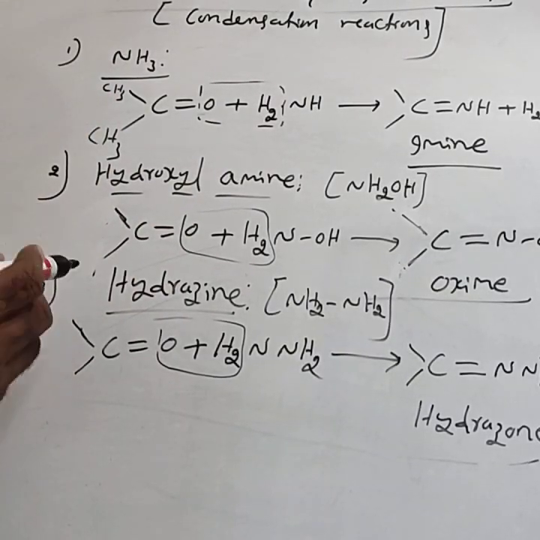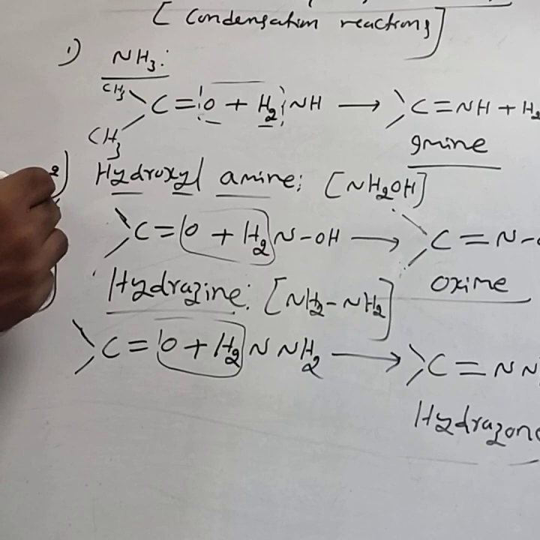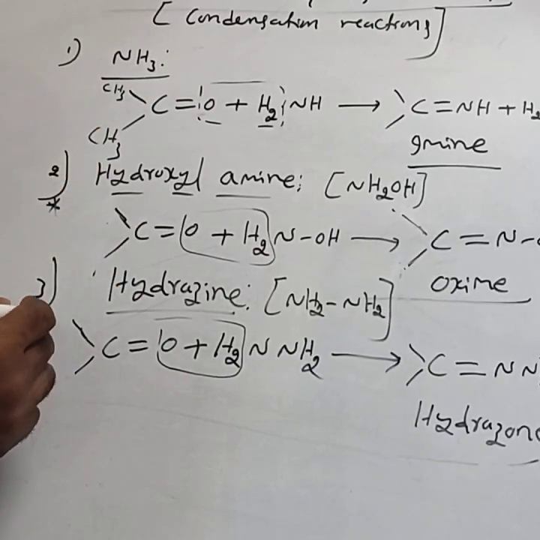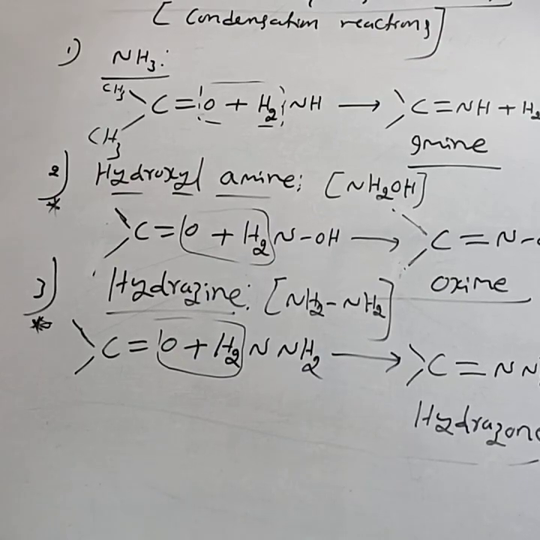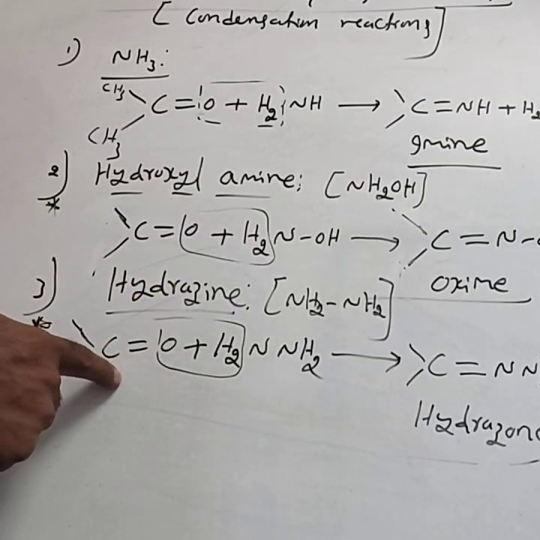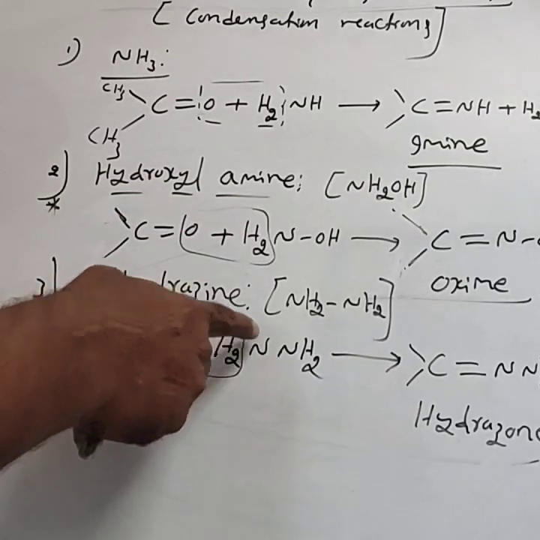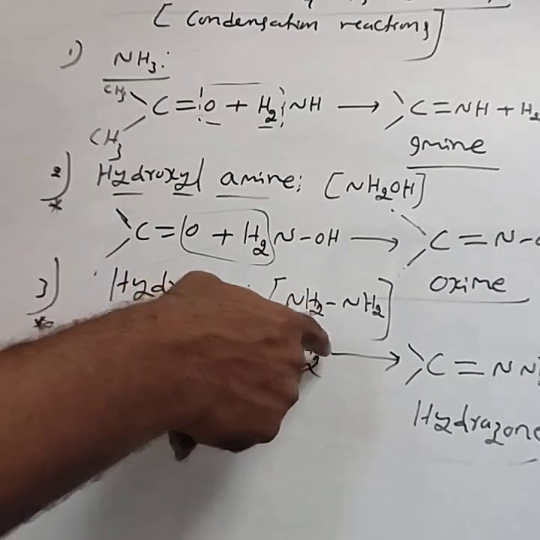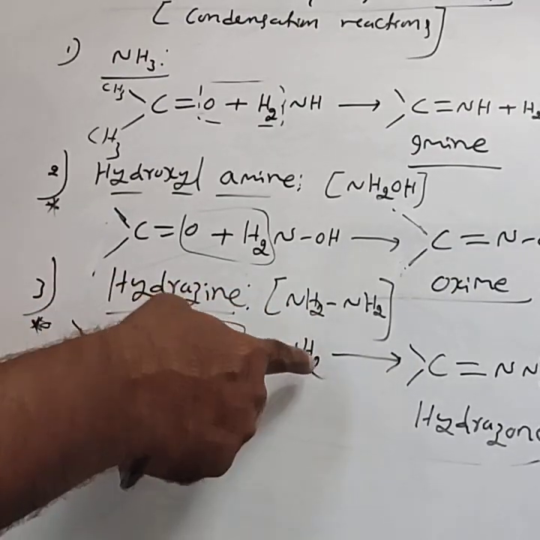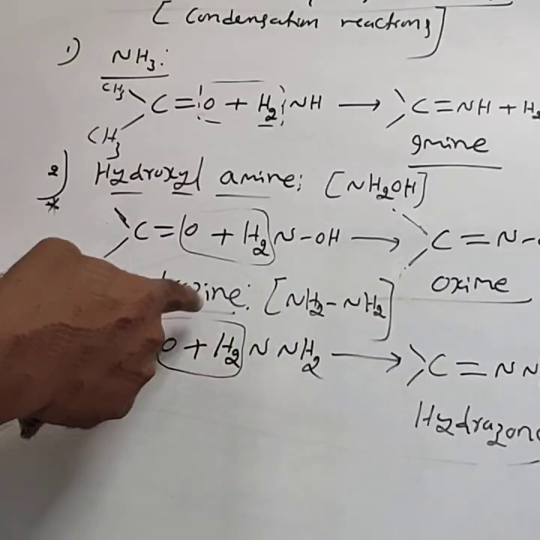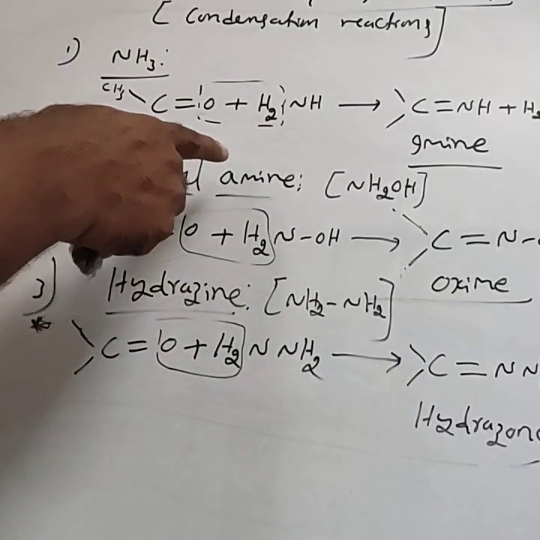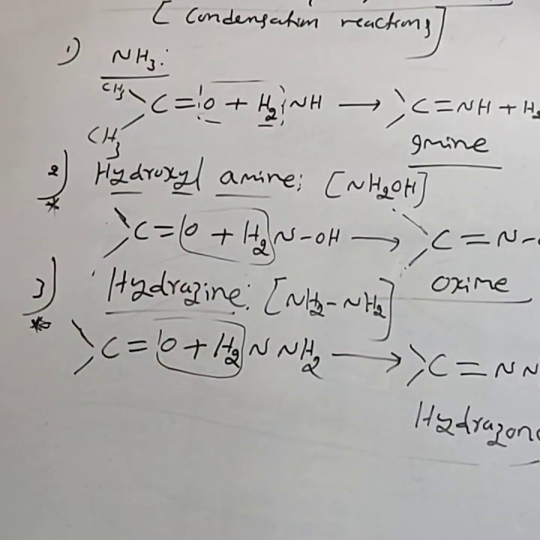In your board exam, commonly they consider hydroxylamine and hydrazine. These two are very important. Generally, they will ask any one for completing the equation. They give the carbonyl compound and hydrazine, but hydrazine they take as NH2NH2. You have to remember that you have to remove the water molecule. Either they can ask hydroxylamine or hydrazine.